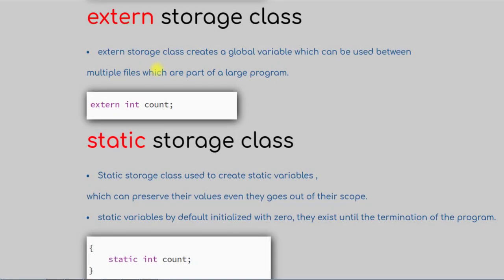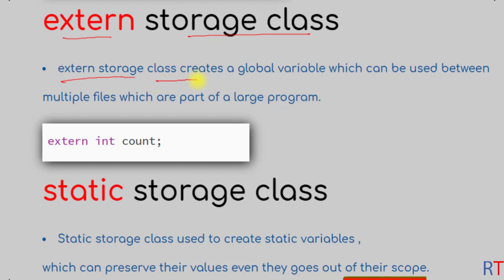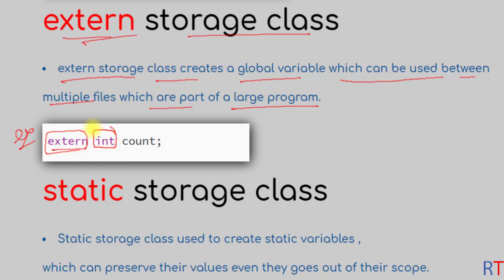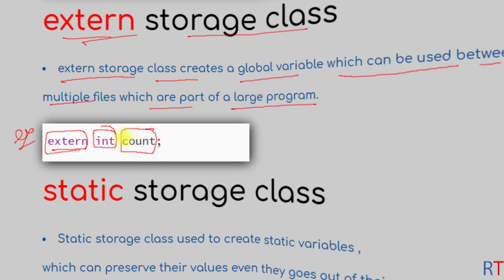So in this video, first we are going to talk about the external storage class. The external storage class creates a global variable which can be used between multiple files which are part of a large program. For example, we can create one external storage class variable with the extern keyword, followed by the data type of the variable and then the name of the variable.